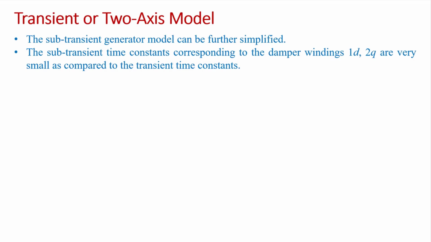So the next model is the transient or two-axis model. In the previous case we saw the subtransient model. That was the most accurate model, where we are only neglecting the transmission network transients and the stator transients. But in the transient or two-axis model, we assume a further simplification of the subtransient model of the generator. The subtransient time constants corresponding to the damper windings 1D, 2Q are very small as compared to the transient time constant. Therefore the subtransient time constants are taken as 0. So T'd0 double dash and T'q0 double dash are considered 0.